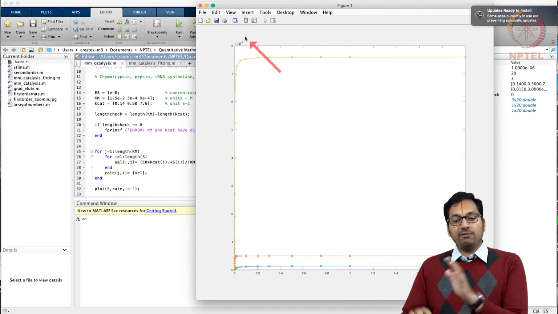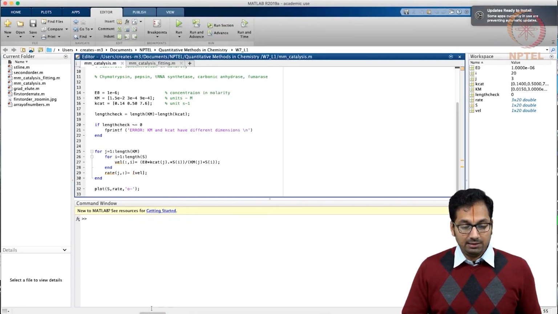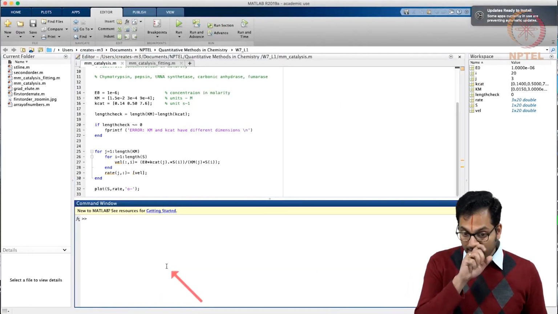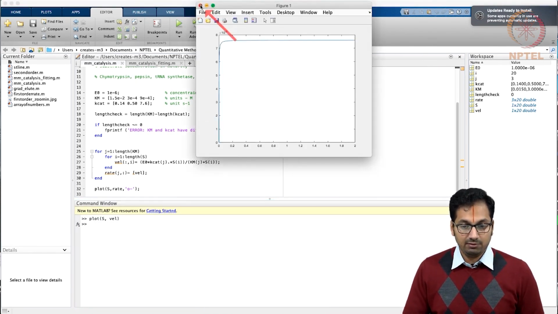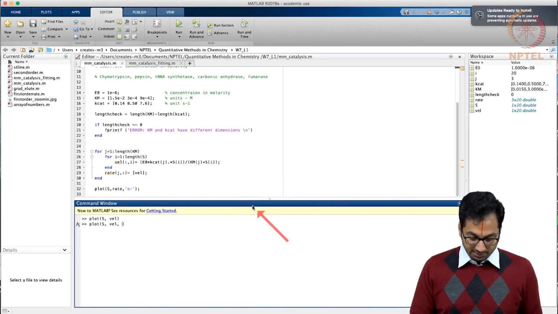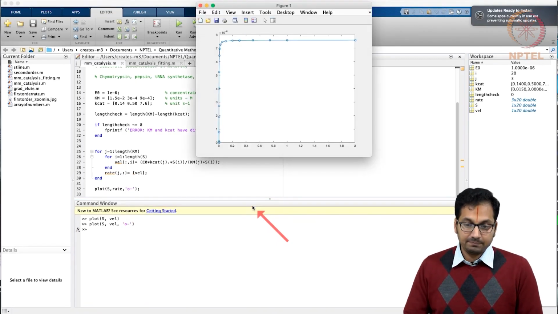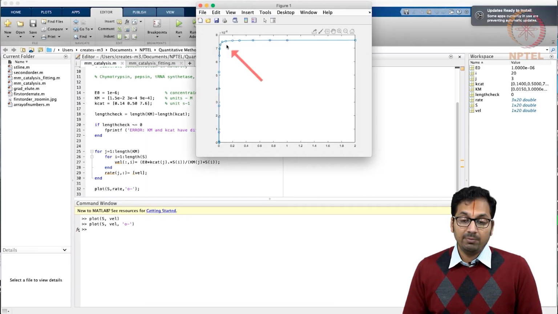Let's now forget the fact that we have simulated this data. Let's try to take the final one, the tRNA synthetase data. Let's try to plot it, plot S, and then we can actually say velocity. So you get this curve that we have just simulated a few minutes back, right? Now remember, the line here is not a fit, it is just joining the dots, the data points that have been acquired.